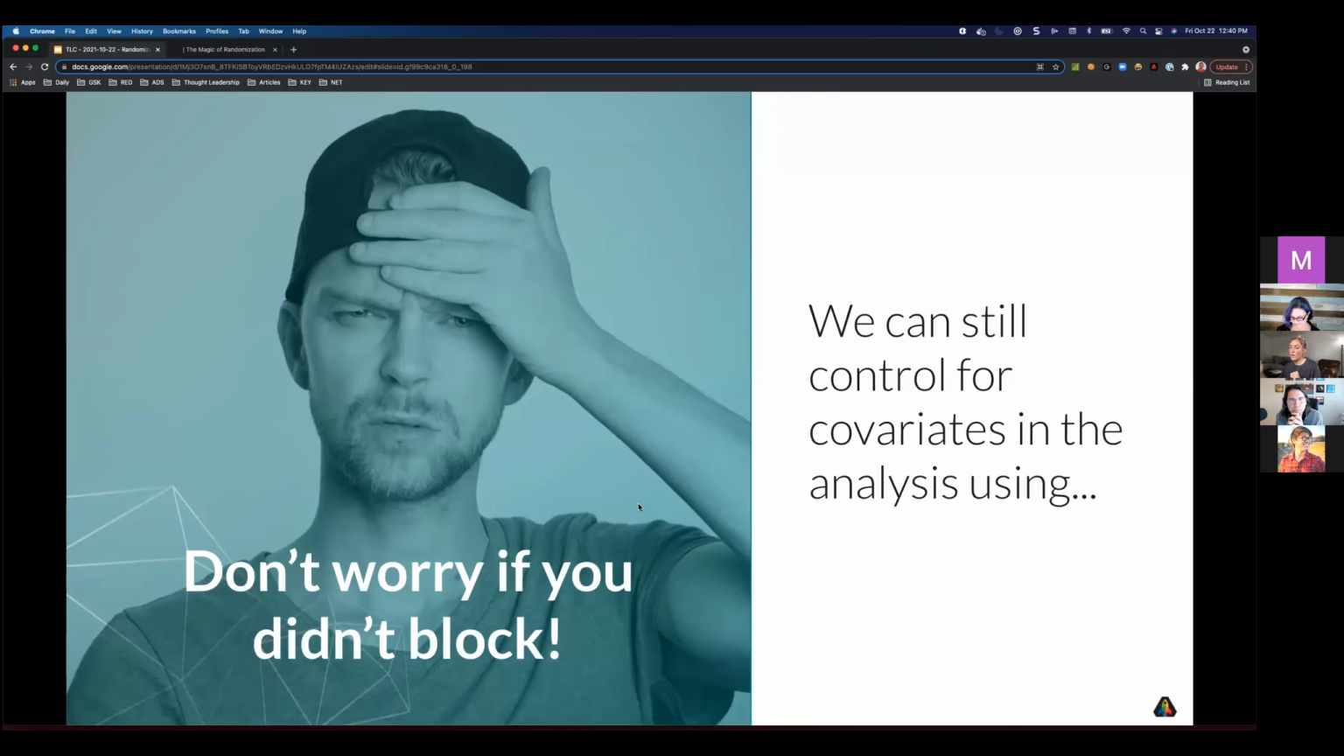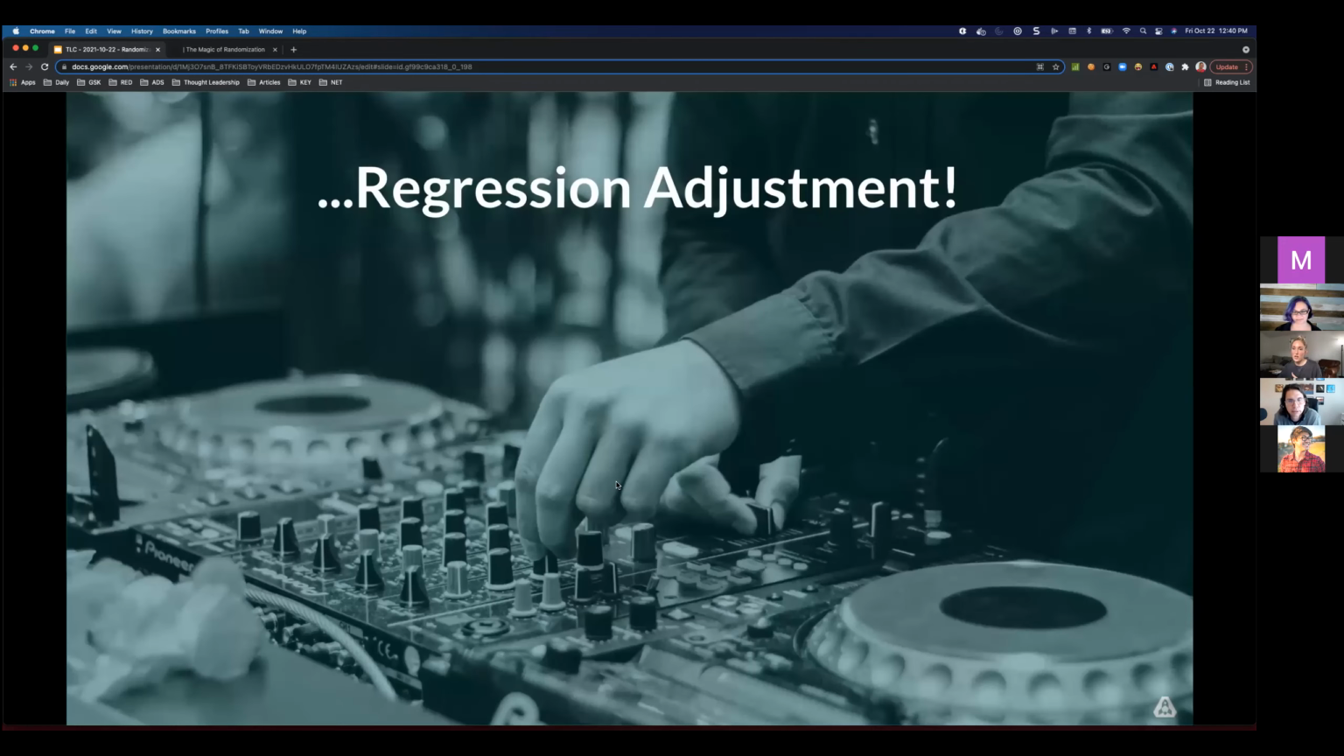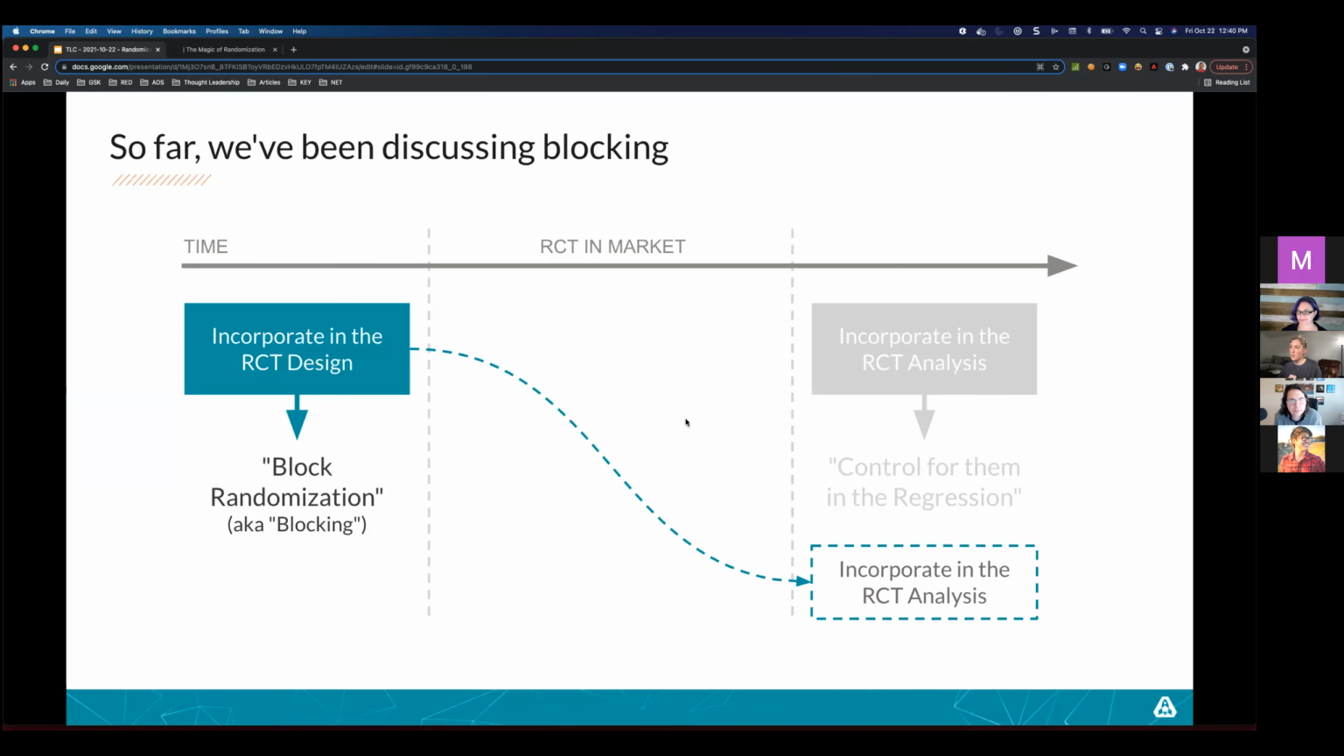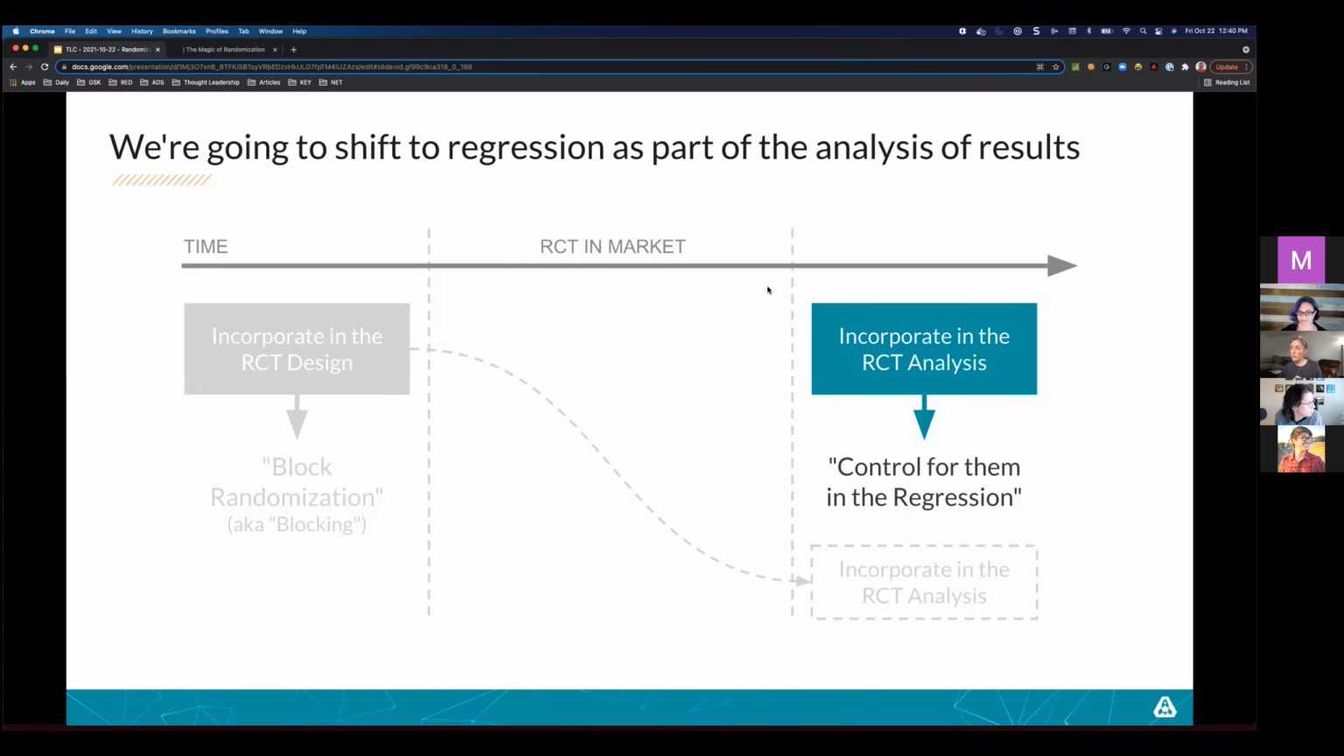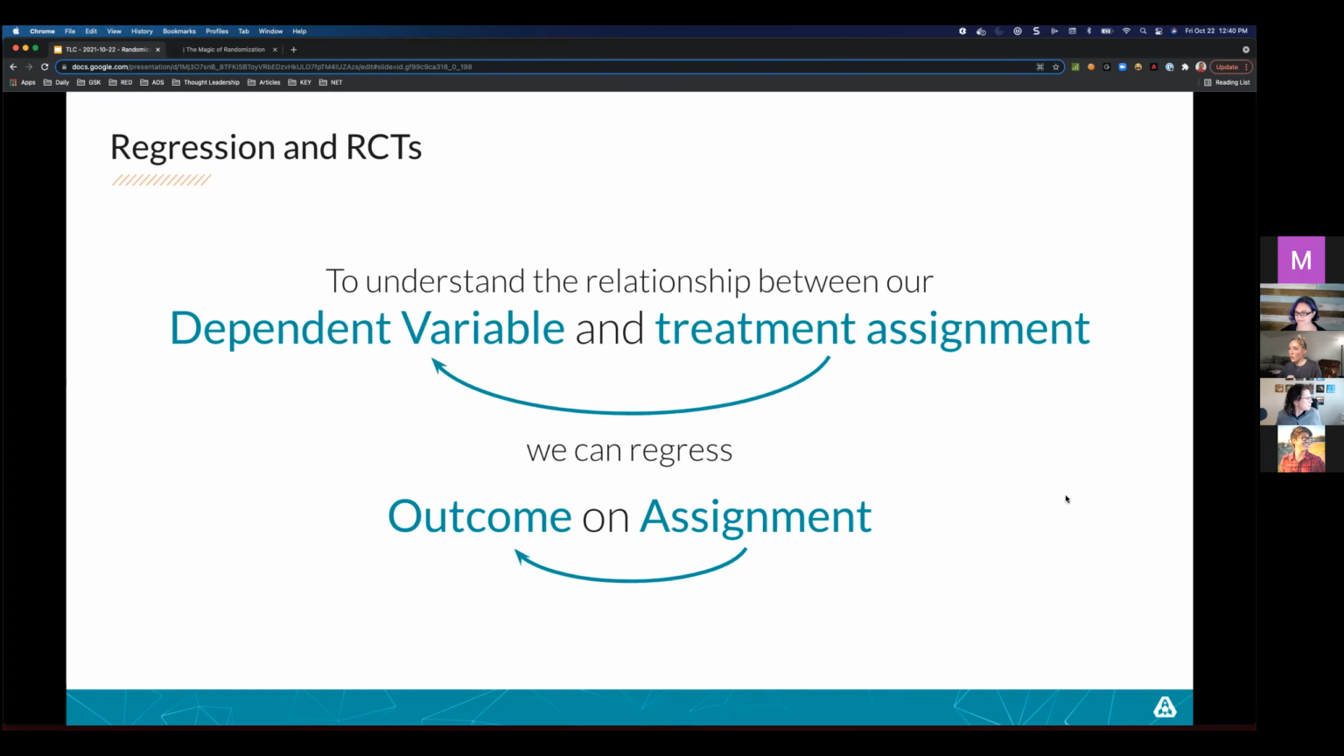So now you think, well, what if I didn't block? What am I supposed to do? I can't go back. I don't want to redesign my whole test. Well, the good news is that you can still control for covariates in your analysis using regression adjustment. So I want to first go back to this: we talked about pre-test running, and now we want to talk about post-test. And we're actually going to go through regression a little more specifically.